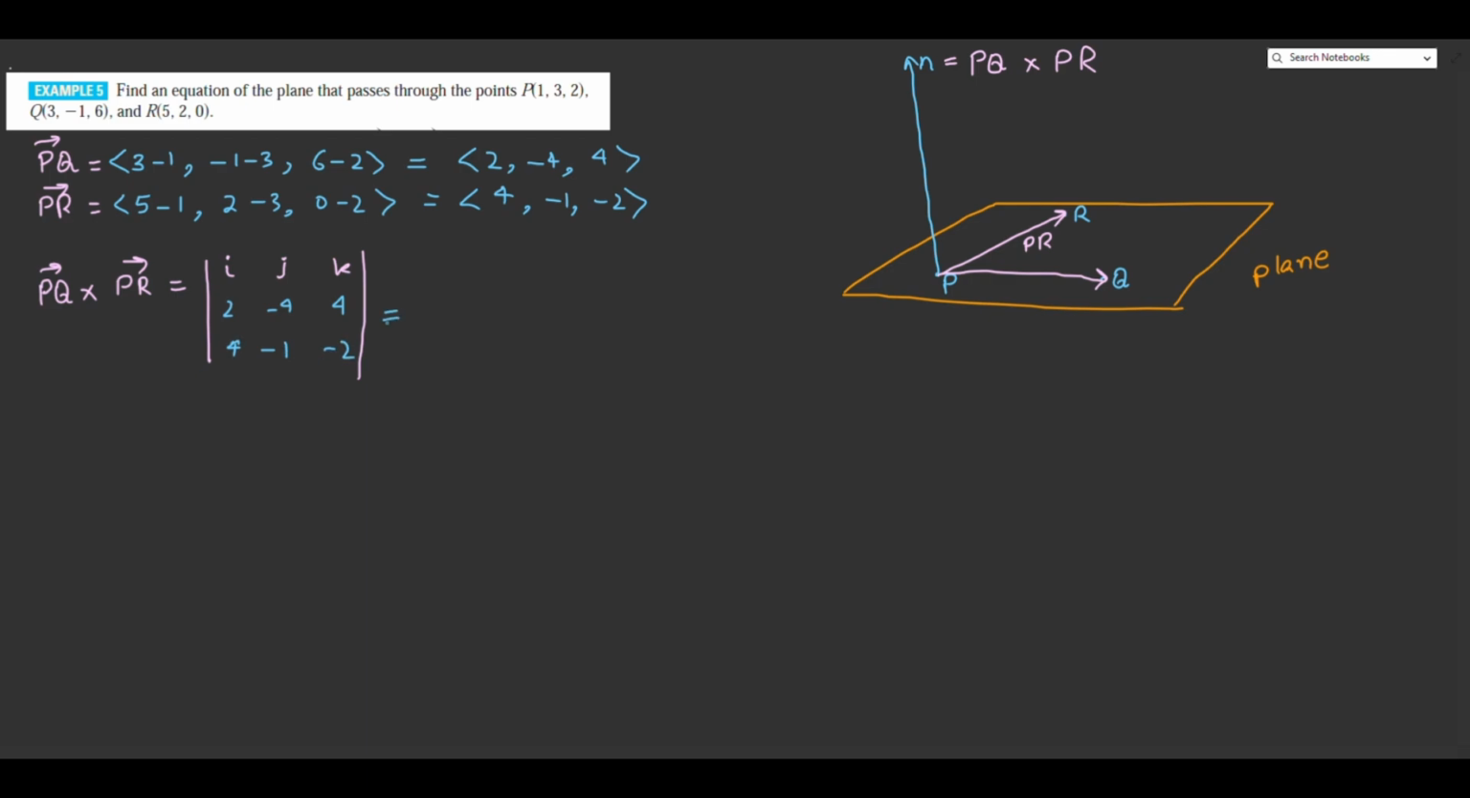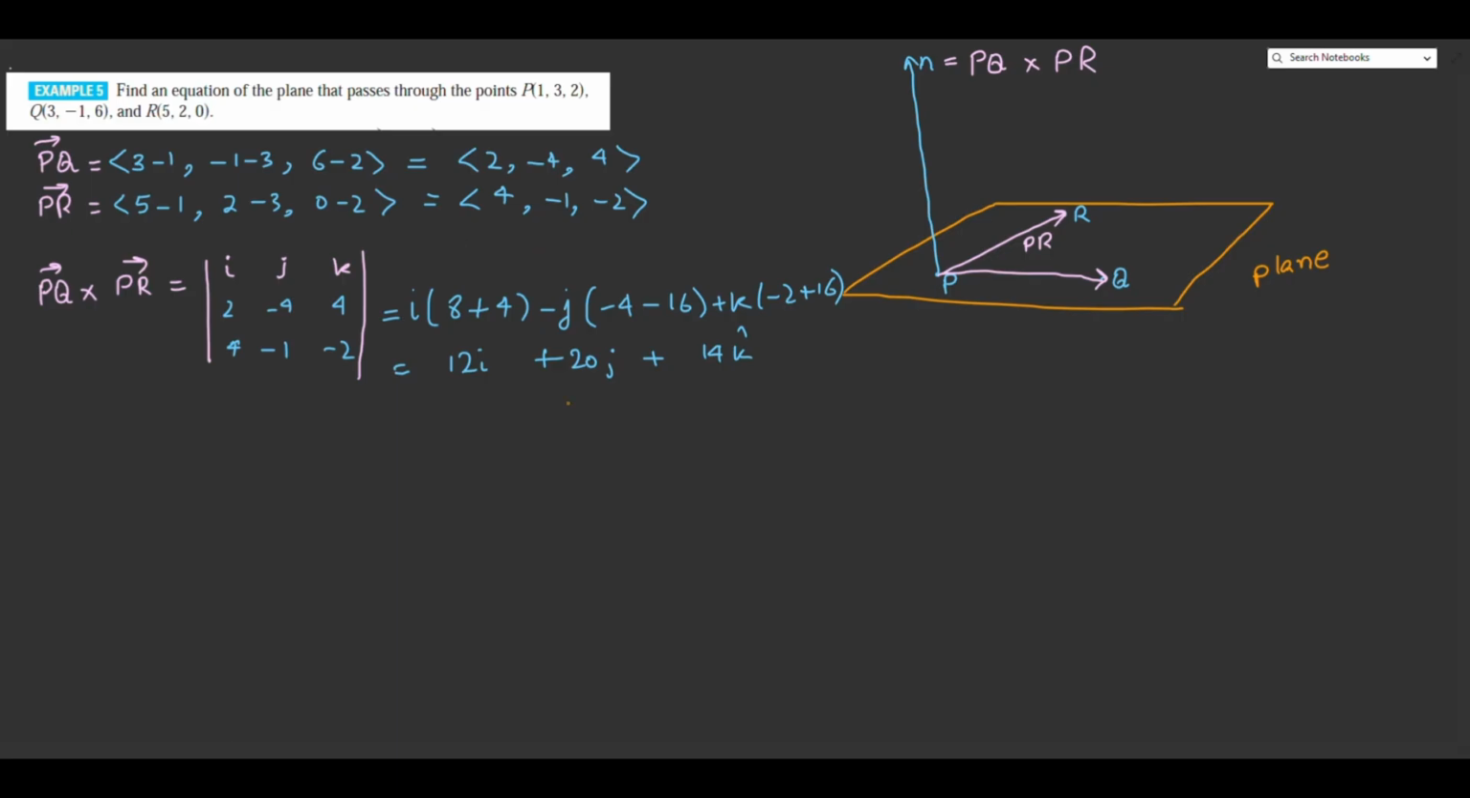Now if you expand this determinant, what we are going to get is i times (8 plus 4), minus j times (minus 4 minus 16), plus k times (minus 2 plus 16). You can go back and look at how we expand the determinant. If you simplify them you will get 12i plus 20j plus 14k. These are going to be the values of a, b, and c.